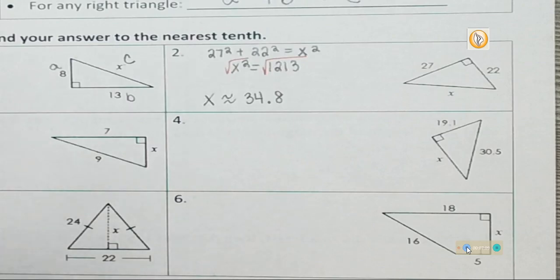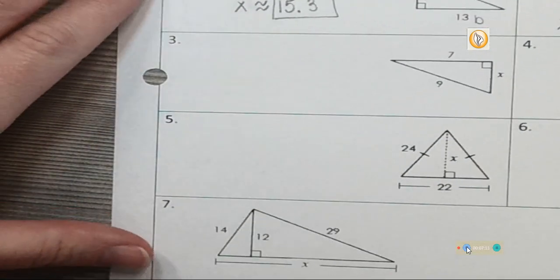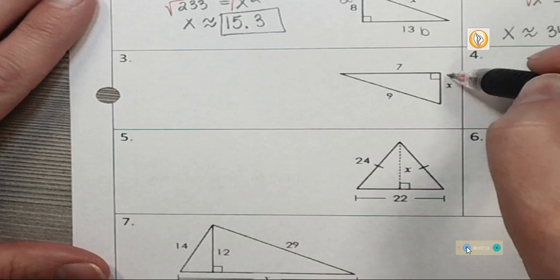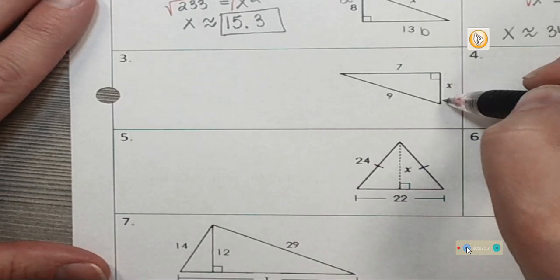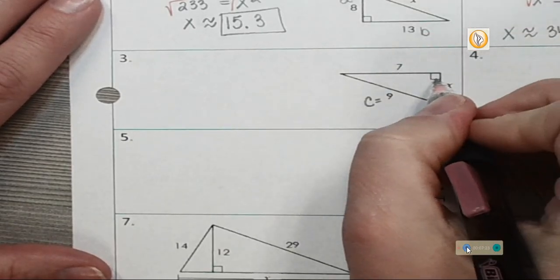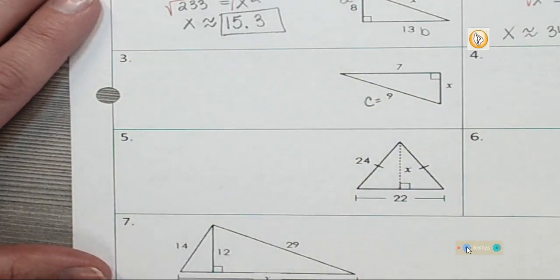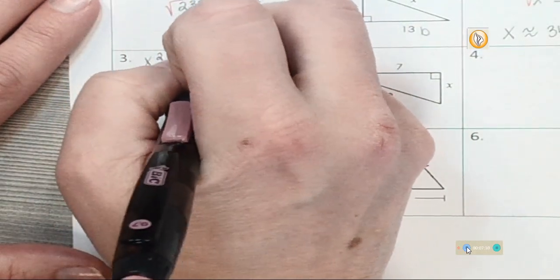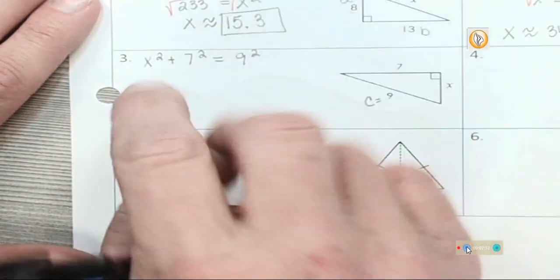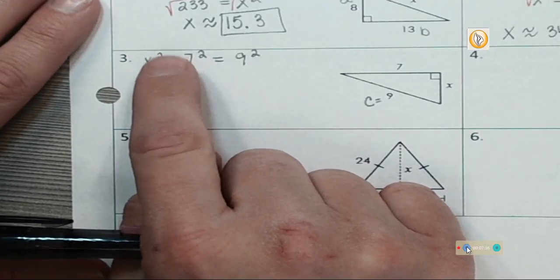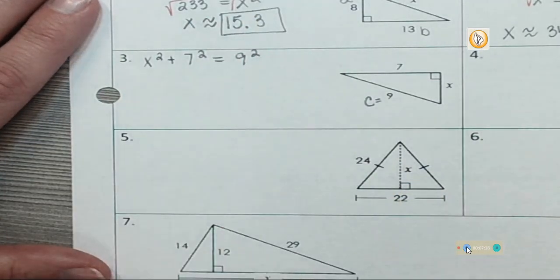All right. In the next number 3, find your x. Here's your x. Am I asking you to tell me a leg or a hypotenuse? A leg. What is your actual hypotenuse here? The 9, because it's across from the 90-degree angle. So you get that set up. X squared plus 7 squared equals 9 squared. You could have done 7 squared plus x squared. Your legs have to be together. Your hypotenuse needs to be by itself.